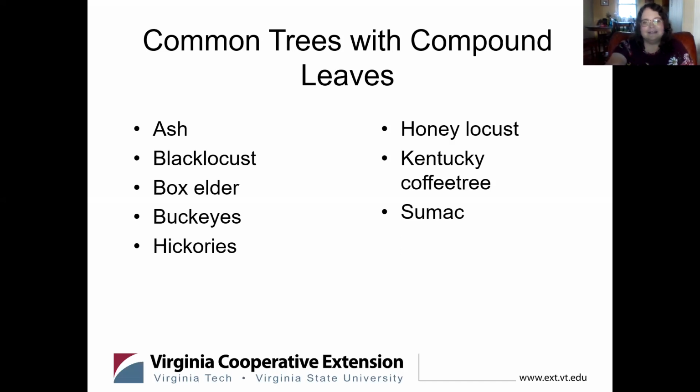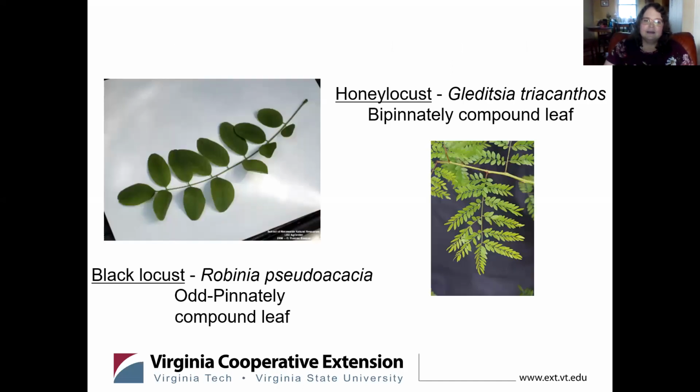Nandina, great example of a compound leaf shrub. There are a good number of compound leafed vines also, wisteria, Asian wisteria, definitely compound also. Honey locust, the scientific name's there. I always butcher that one, so I will not try to say it.